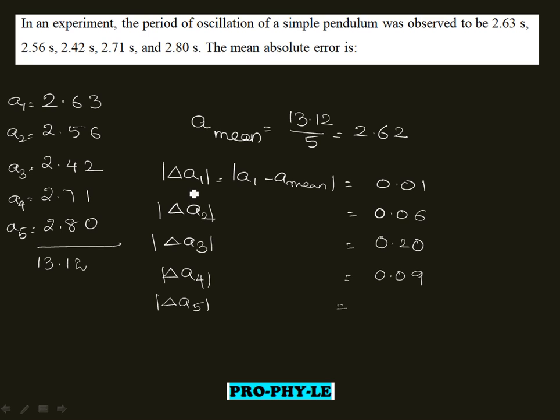All these are absolute errors in the first measurement, second measurement, third measurement, fourth measurement and fifth measurement, and this is 0.18. The sum of all these will be 0.54. So the mean absolute error delta A mean will be 0.54 by 5. This will be 0.108, so the nearest answer will be 0.11. That is how you can find the mean absolute error for this particular given data.